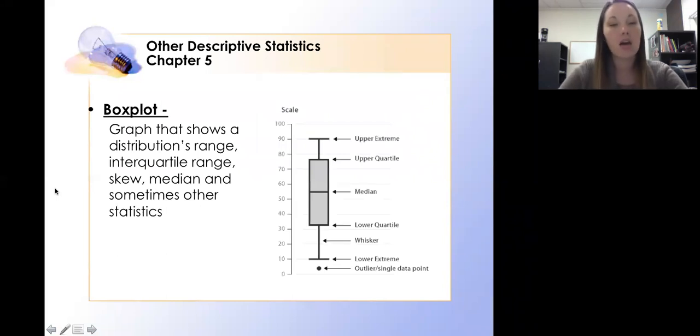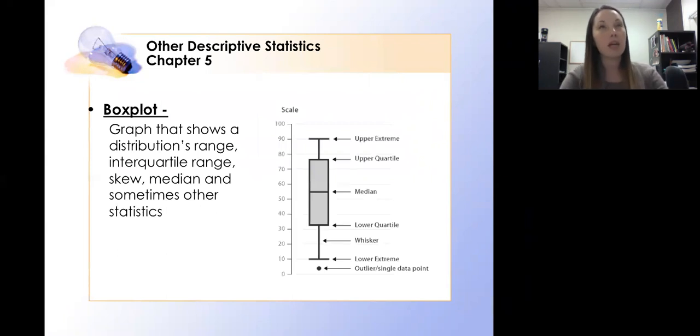So box plots. This is an important graph that we didn't talk about in Chapter 2. That is a really good way to graphically represent our data, because unlike some of the other graphs that we talked about in Chapter 2, the box plot helps us see what the form of our distribution is. It helps us see whether or not it's normally distributed or skewed, something like that. So the box plot is a graph that shows a distribution's range, interquartile range, whether it's skewed, and it also tells us things like median and other statistics like mean and outliers and that sort of thing.